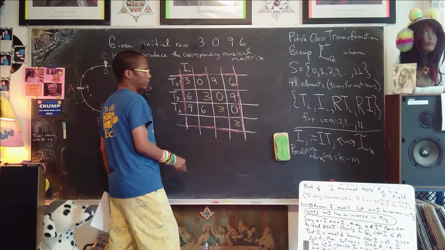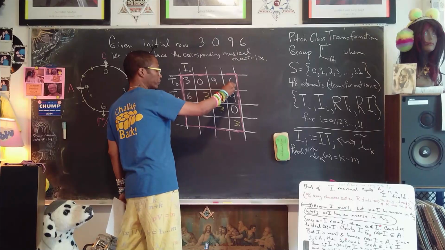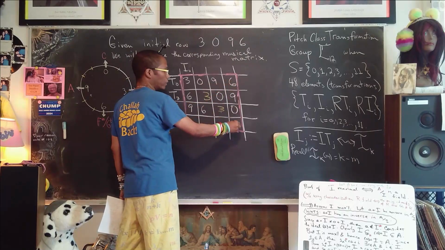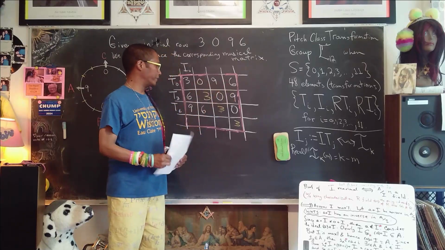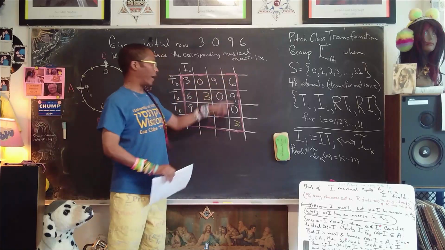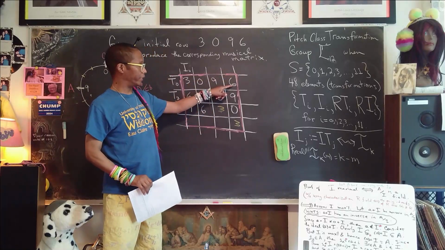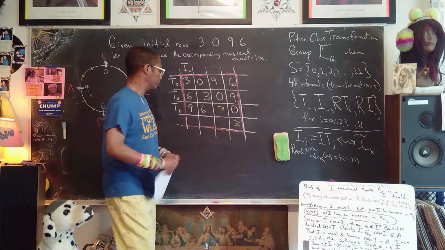Now lastly, what do I need to transpose to get from 6 to 3? Clearly it's subtract 3, but that's the same as adding 9. So I have to add 9 to 6. If I add 9 to 6, I get 15, which is our 3. So this must be T9.